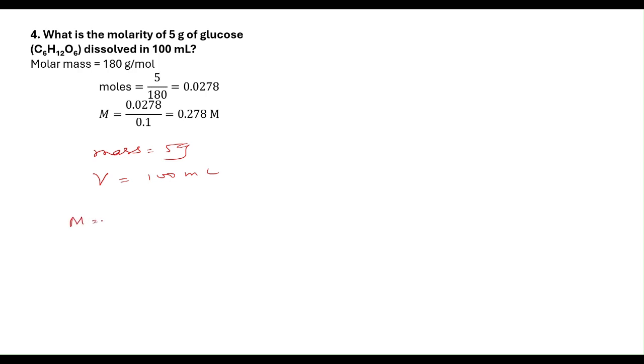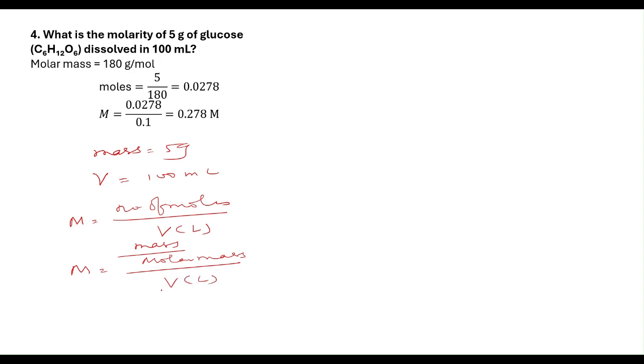So molarity can be calculated as number of moles over volume in liter. Right, but we don't have number of moles, only we have amount. So molarity is, what is number of moles? We know that mass over molar mass, and we can put volume in liter. So this we can put it like this. Okay. So now let's fill in the information.